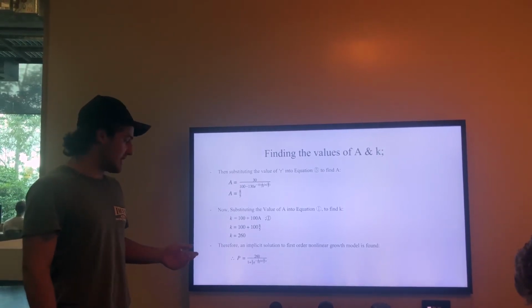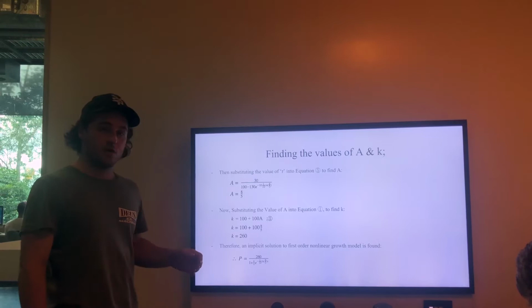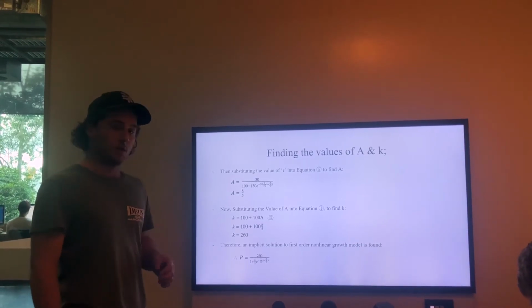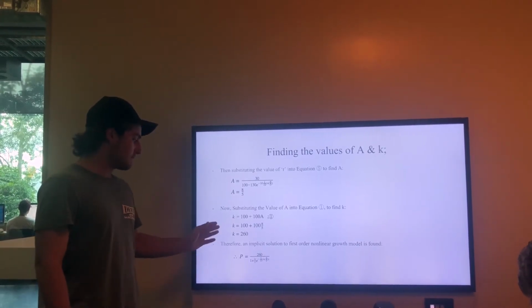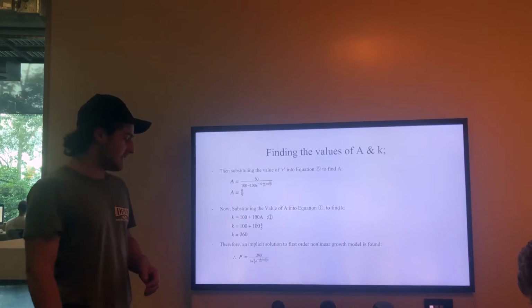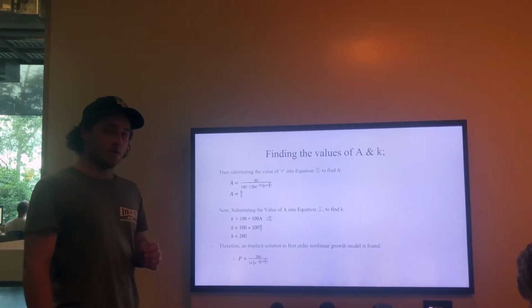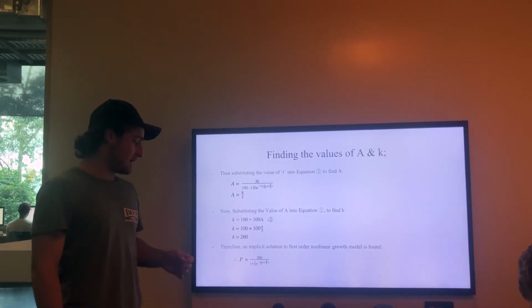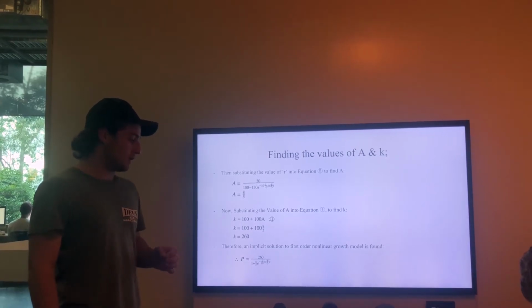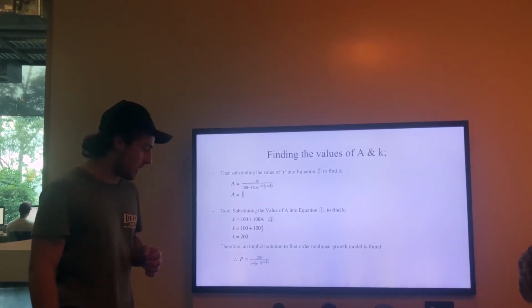We come to the conclusion now that our implicit solution to the first order non-linear growth model is found by P is equal to 260 divided by 1 plus 8/5 multiplied by e to the power of negative 1/10 log on 8/5 multiplied by t.